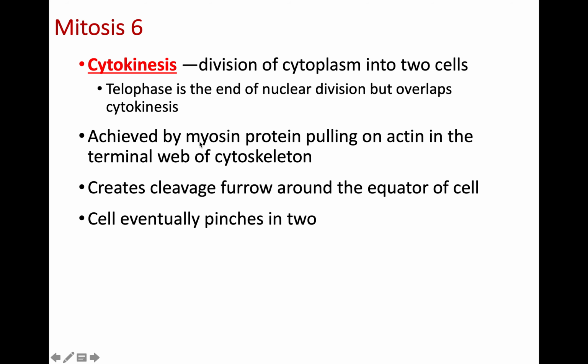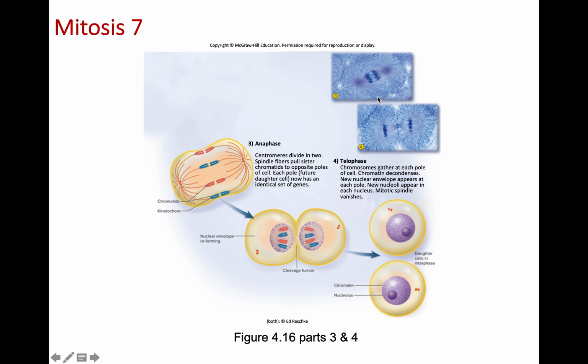There are some motor proteins called myosin that are going to pull on some other proteins called actin within the cell itself, the webbing of filaments or cytoskeleton within the cell. And as these myosin proteins pull on the actin proteins, it causes the cleavage furrow to form, which can be seen again right here. As we can, the cell will pinch in on itself.